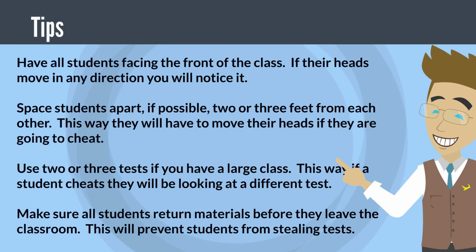Here are a few tips to prevent cheating. Have all students facing the front of the class. If their heads move in any direction, you will notice it. Space students apart, if possible, 2 or 3 feet from each other. This way they will have to move their heads if they are going to cheat. Use 2 or 3 tests if you have a large class. This way, if a student cheats, they will be looking at a different test. Make sure all students return materials before they leave the classroom. This will prevent students from stealing tests.